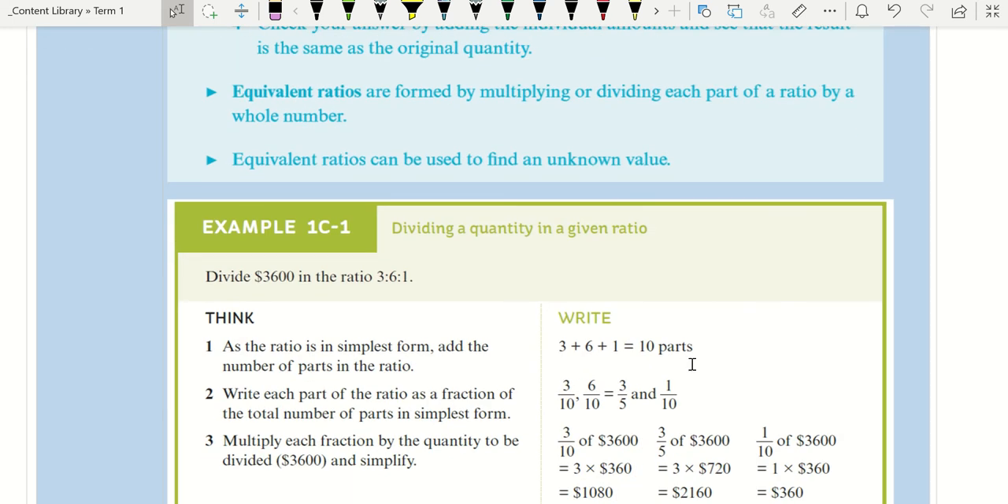Now, equivalent ratios are formed by multiplying and dividing each part of a ratio by a whole number. Equivalent ratios can be used to find an unknown value. So let's have a look at the first one.